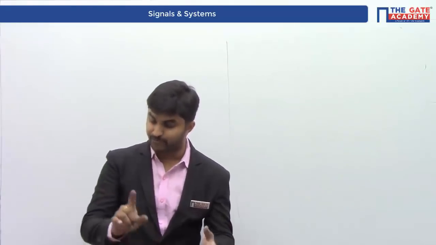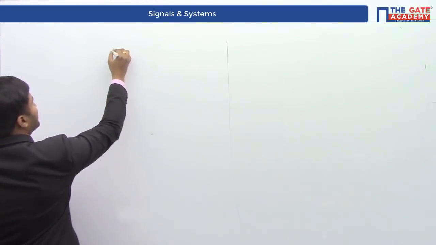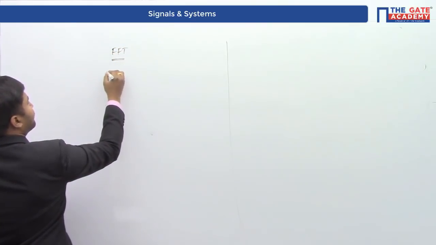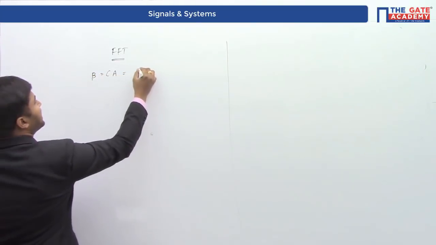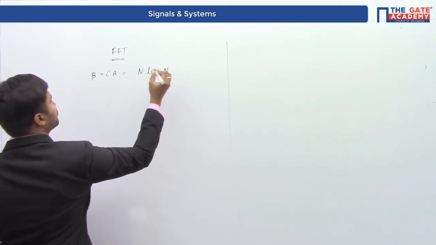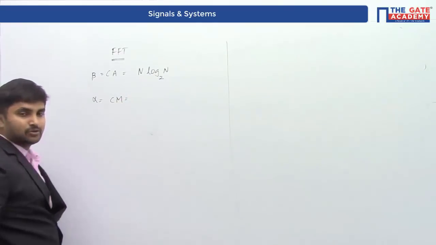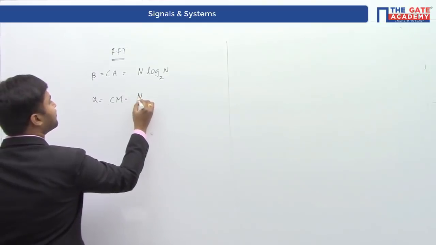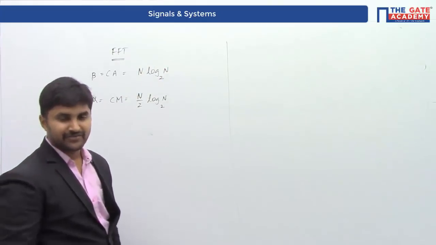If alpha is the total number of complex multiplications and beta is the total number of complex additions, then what is the value of alpha plus beta? What we know is that in the case of FFT, the number of complex additions, which is given as beta, is going to be n times log n to the base 2. And the value of alpha, the total number of complex multiplications, is going to be n by 2 times log n to the base 2. We know n is equal to 8 in this question. The value of n is equal to 8.